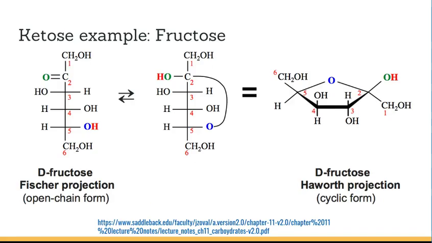We can do the same for a ketose. The carbonyl is on carbon 2. So in the ring formation, carbon 1 is projecting off to the right in this image. Carbon 2 is the carbonyl group, and then continue to count counterclockwise.